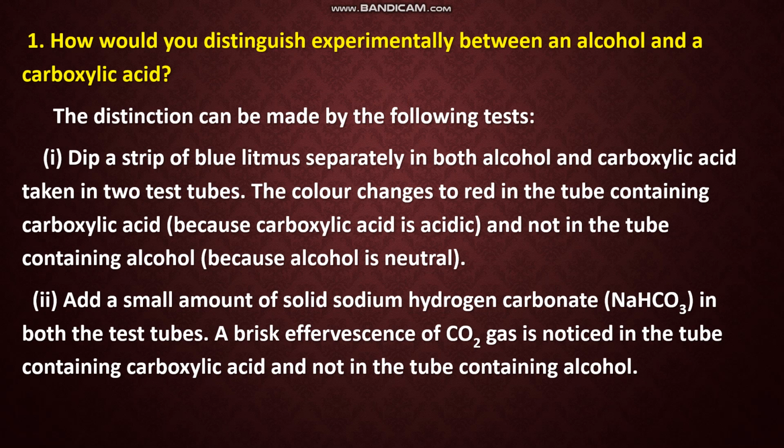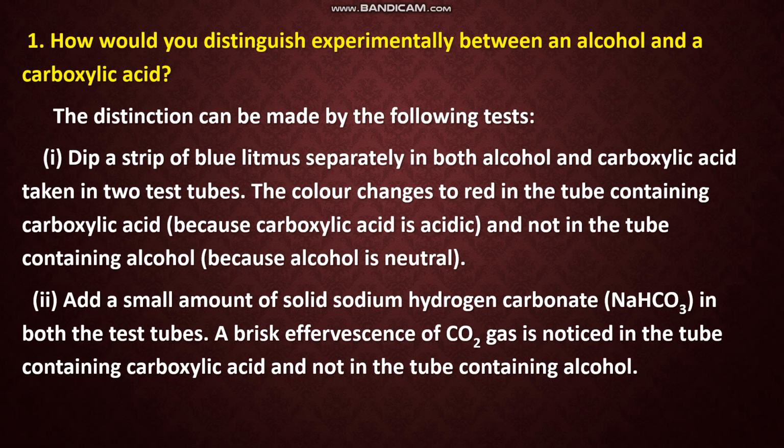So you have learned already what is the color change of litmus paper in acidic and basic solutions. An acid turns the blue litmus into red. And in basic solution, the red color of the litmus is changed into blue. If it is a neutral solution, there is no color change for the litmus paper. So this can be used to distinguish between an alcohol and a carboxylic acid.